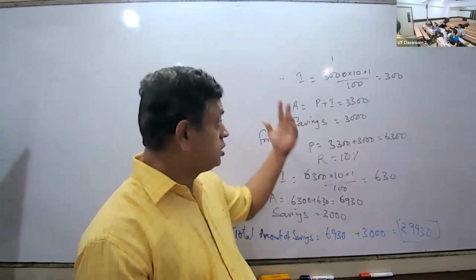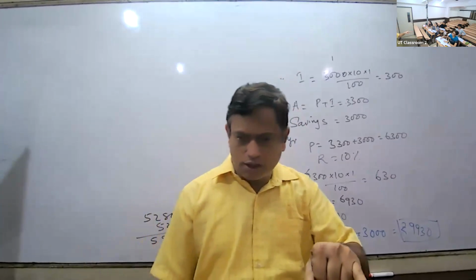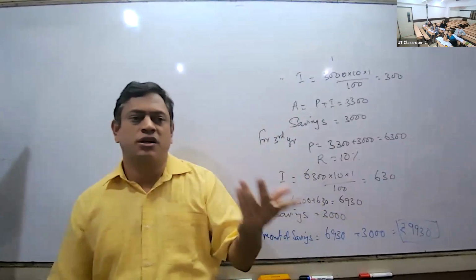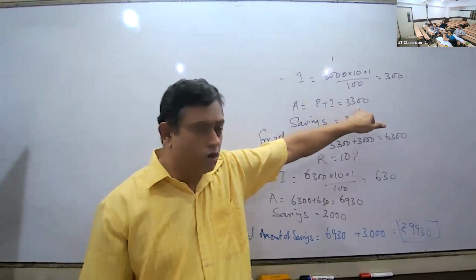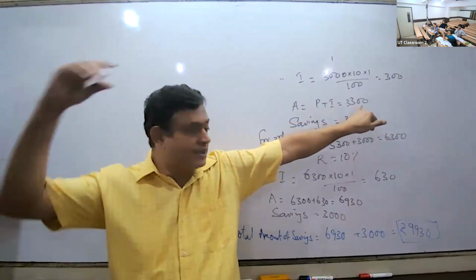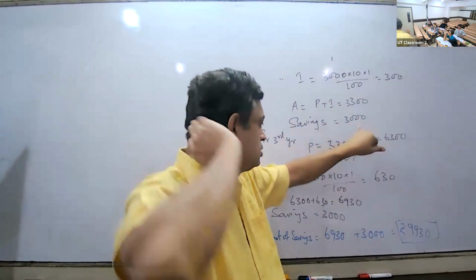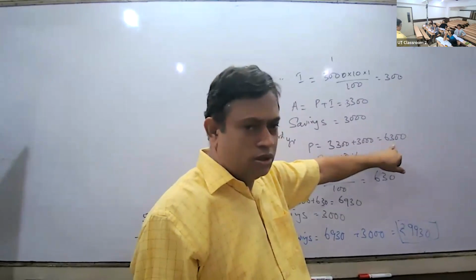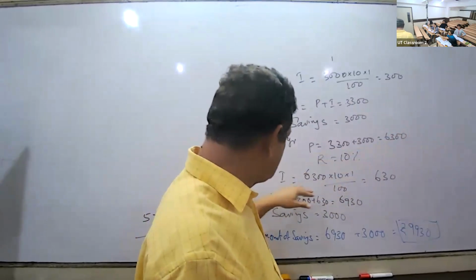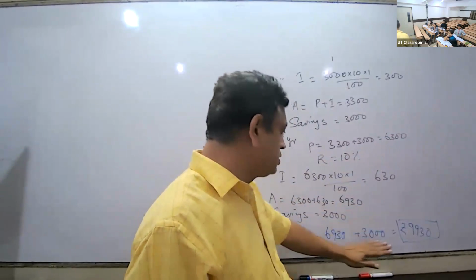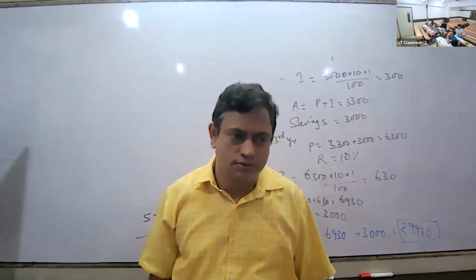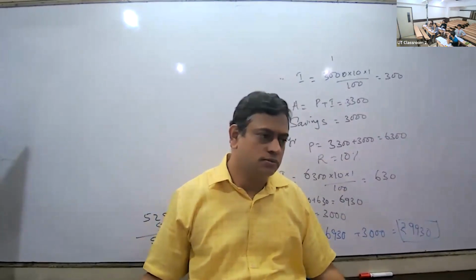It is 9,930. Look here, the amount at the end of first year is considered the principal of the second year. On the principal of second year, the interest gives the amount at the end of the second year, and he's saving in this one. That is the same as the principal of the third year. The interest gives the amount at the end of the third year, and the total amount is the total saving. Hope you got it.